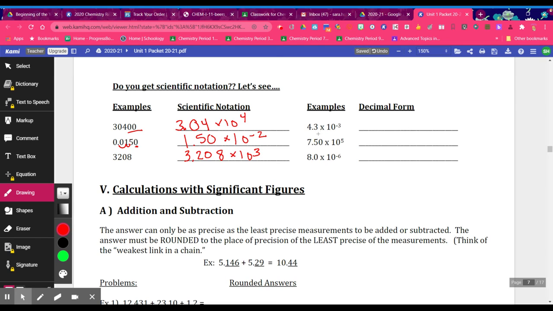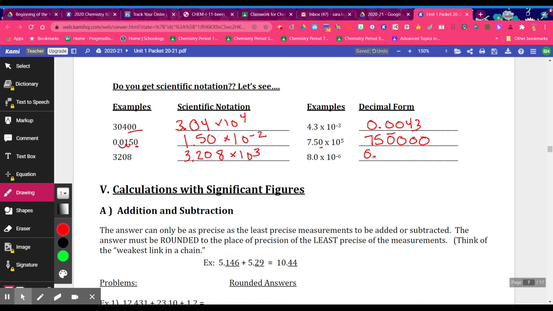Okay, in decimal form, I move it 3 times to the left, so I need 0.0043. This is a significant 0. We're going to need an overbar. 750. Now moving it 5 times, I need to add 1, 2, 3 zeros. Put a bar over that 0.